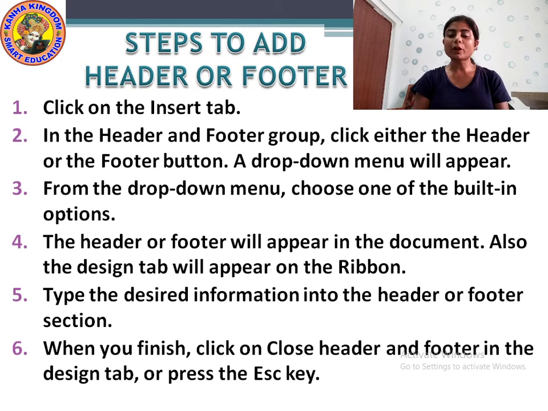From the drop down menu, choose one of the built-in options. There you will find the built-in options. Whichever you want to choose, you choose it. And after that, the header or footer will appear in the document. When you choose the built-in option, the header or footer will appear in the MS Word page. And after that, the design tab will also appear on the ribbon.